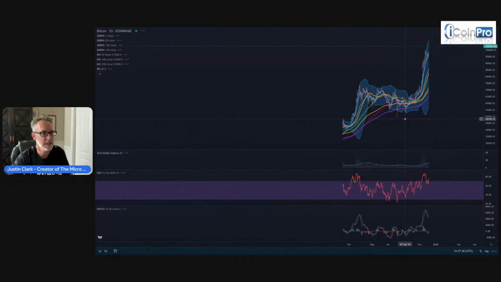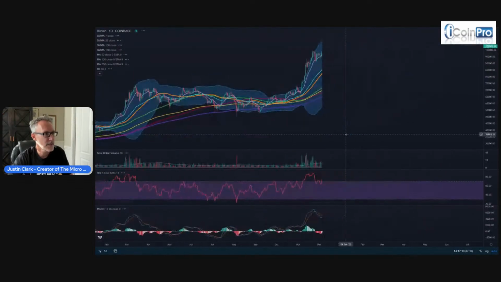And for everybody's education, all of these lines you're seeing here, this purple, maroon, yellow, etc., these lines are moving averages, and they're a technical indicator.